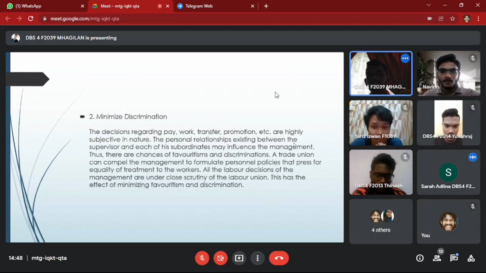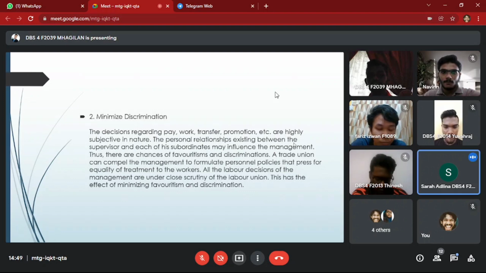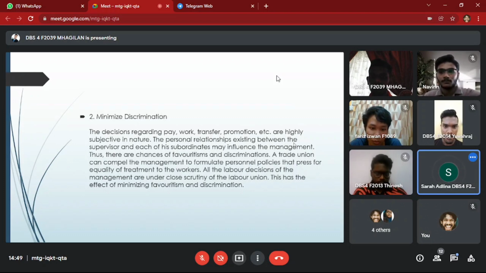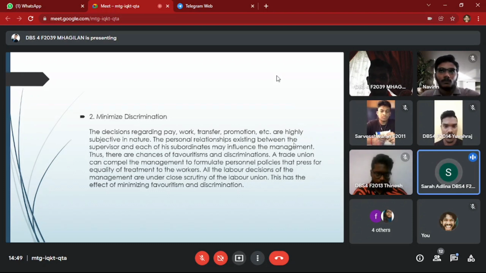Number two, minimize discrimination. Decisions regarding pay, work, transfer, and promotion are highly subjective in nature. The personal relationships existing between the supervisor and each of his subordinates may influence the management. Thus, there are chances of favoritism and discrimination.